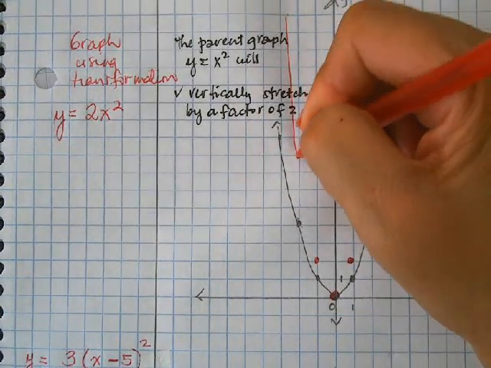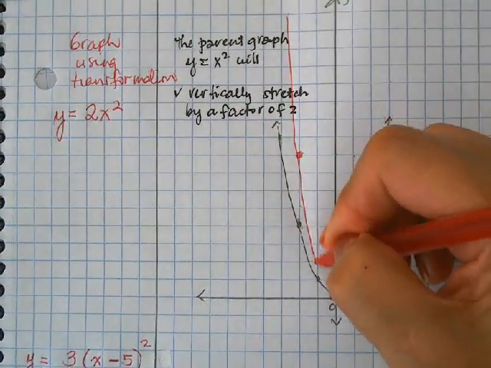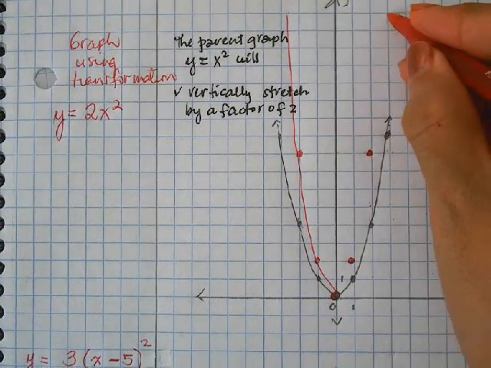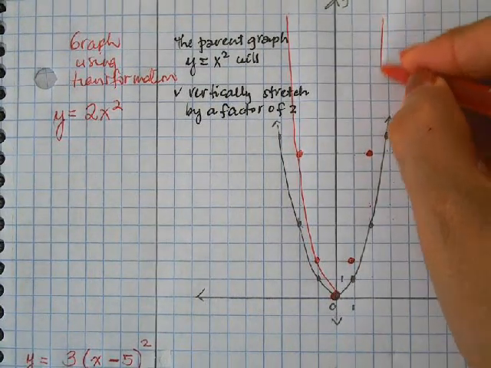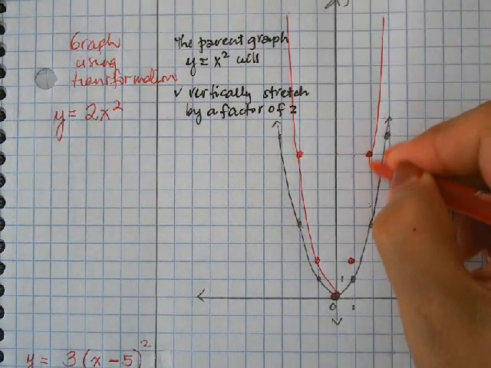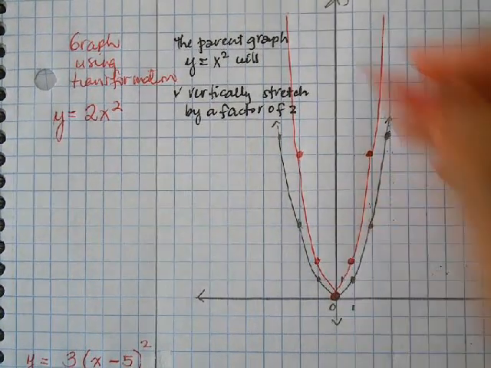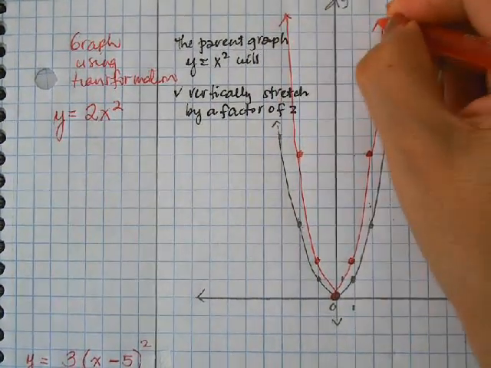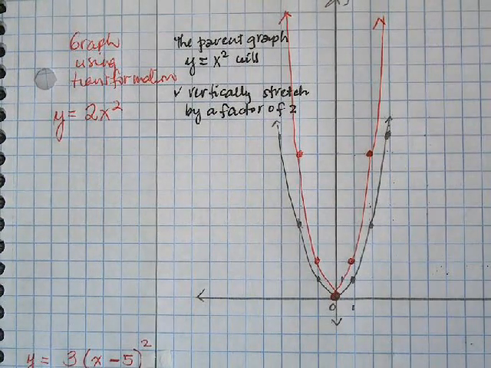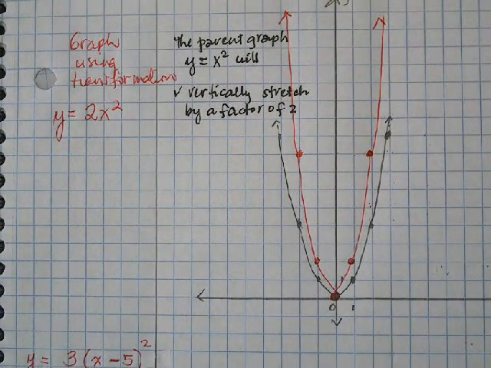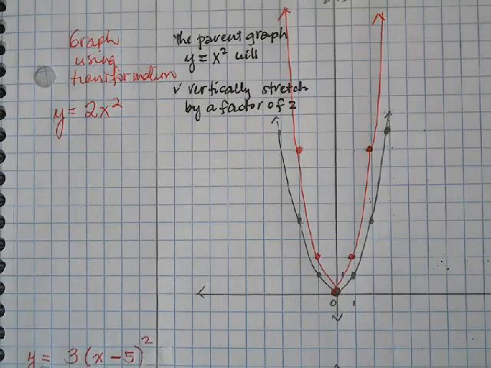Then you just join them. You see it will become stretched up. It becomes narrower, right? So that is stretched by a factor of 2. What about a factor of 3? Will it be narrower than this one? Try to answer that.